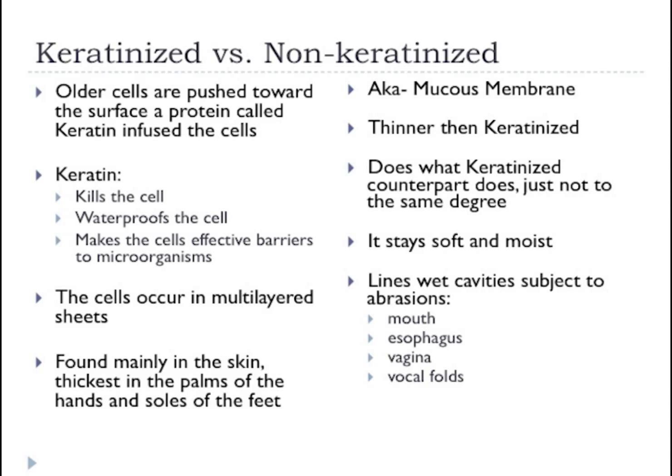Keratinized: keratin will kill the cell, it'll waterproof the cell, it'll make the cell an effective barrier to microorganisms. The cells occur in multi-layered sheets, found mainly in skin, thickest in the palms of the hands and soles of the feet. The non-keratinized, also known as mucosal membrane, is thinner than its keratinized counterpart, does what its counterpart does, just not to the same degree. It stays soft and moist. It lines the wet cavities subject to abrasions, for example, the mouth, the esophagus, the vagina, and vocal folds.